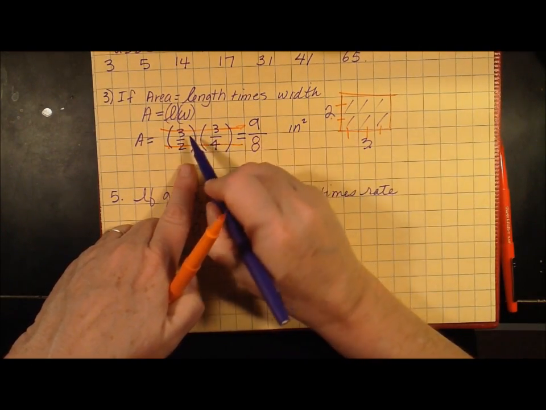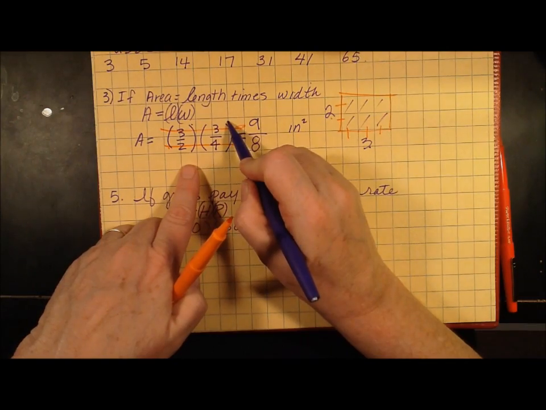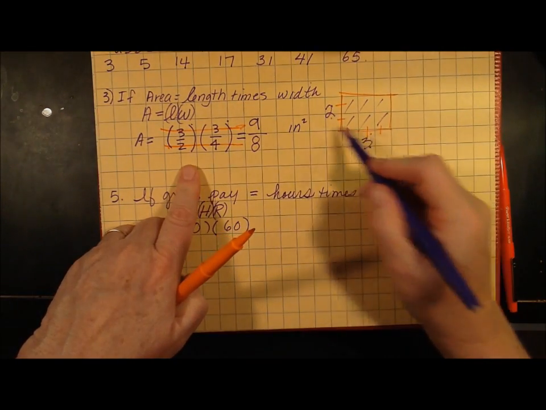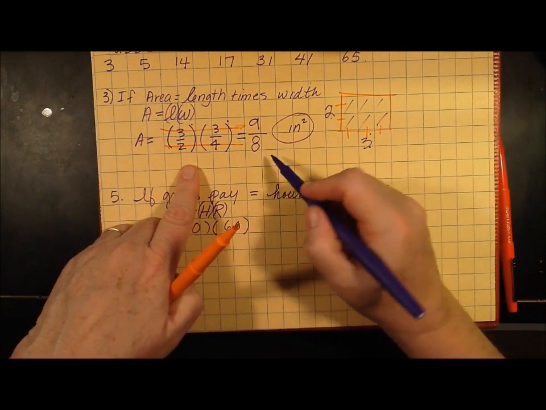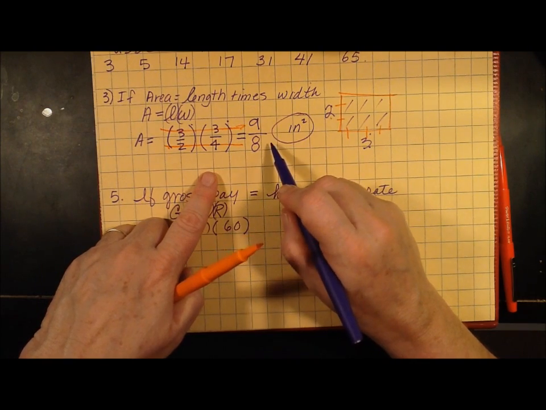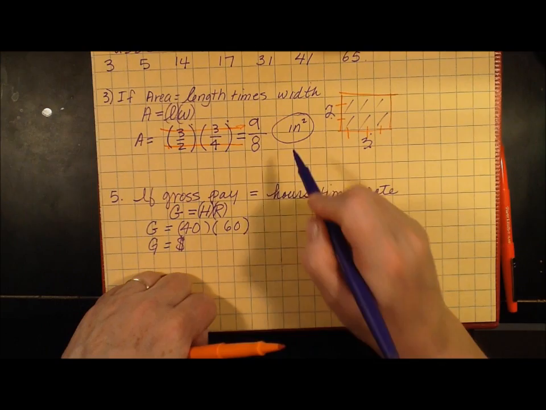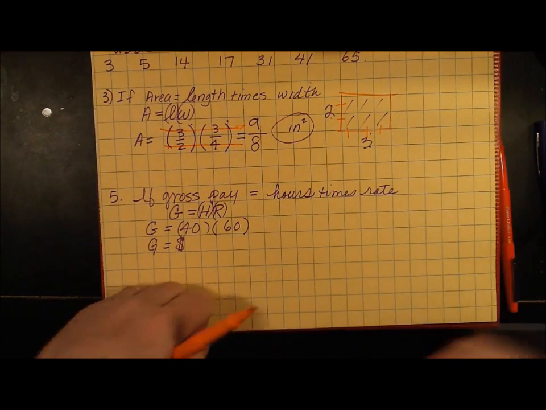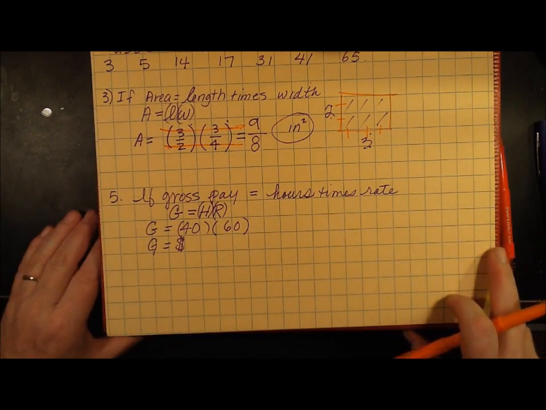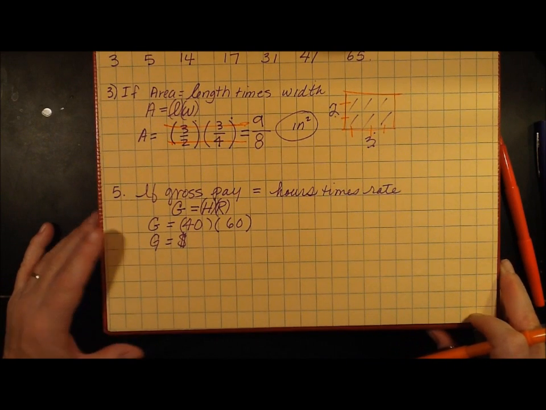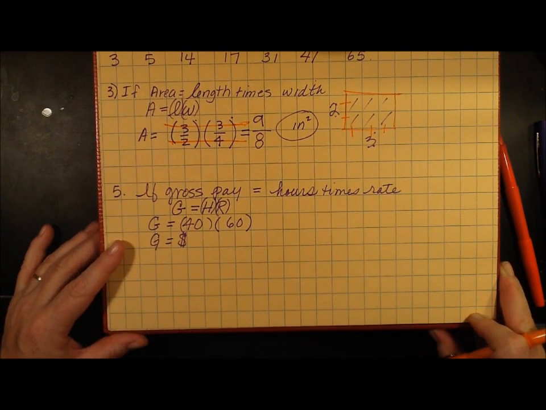Now this was inches and this was inches. Inches times inches will be inches squared. Be very careful when you do these that you also report the units. Many teachers are real sticklers about that, and if you go on into the sciences, you want to make sure that you're reporting distance and not time, for instance.